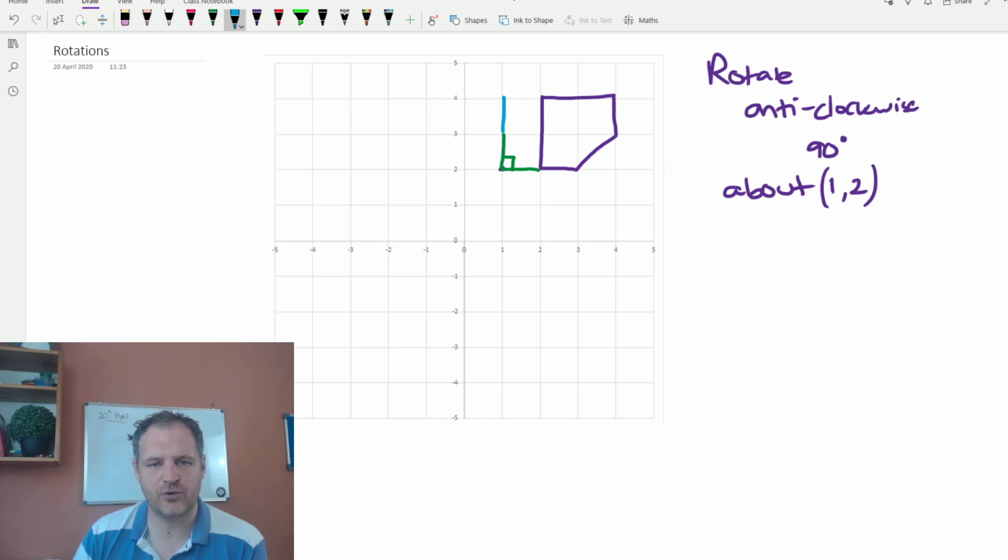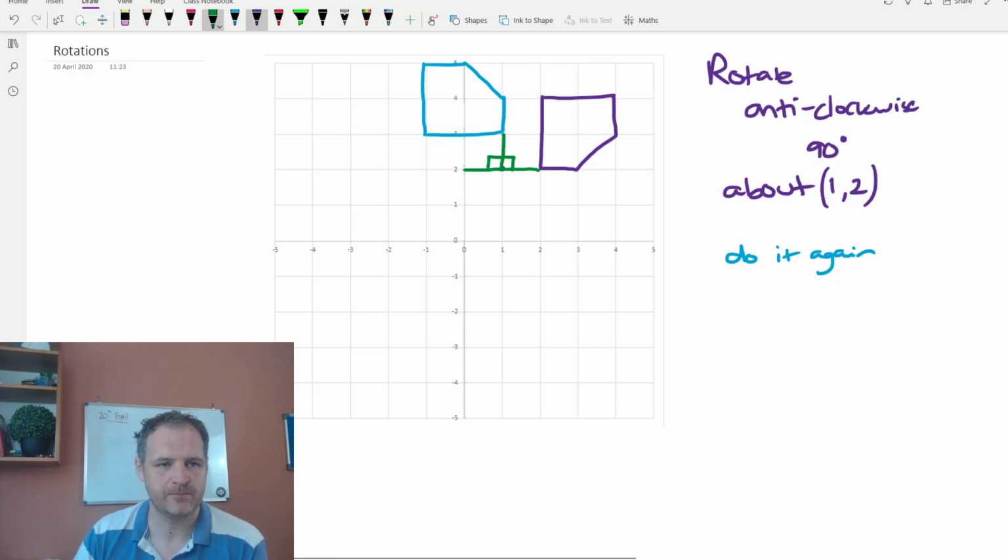This line has moved over to here, and it's okay to cross over the axes. This one goes to there, and there, and there. If I was asked to do it again, I can do. All I do is carry on my rotation. Another 90 degrees, and we'll change to a red pen so we can see where the new one's coming.